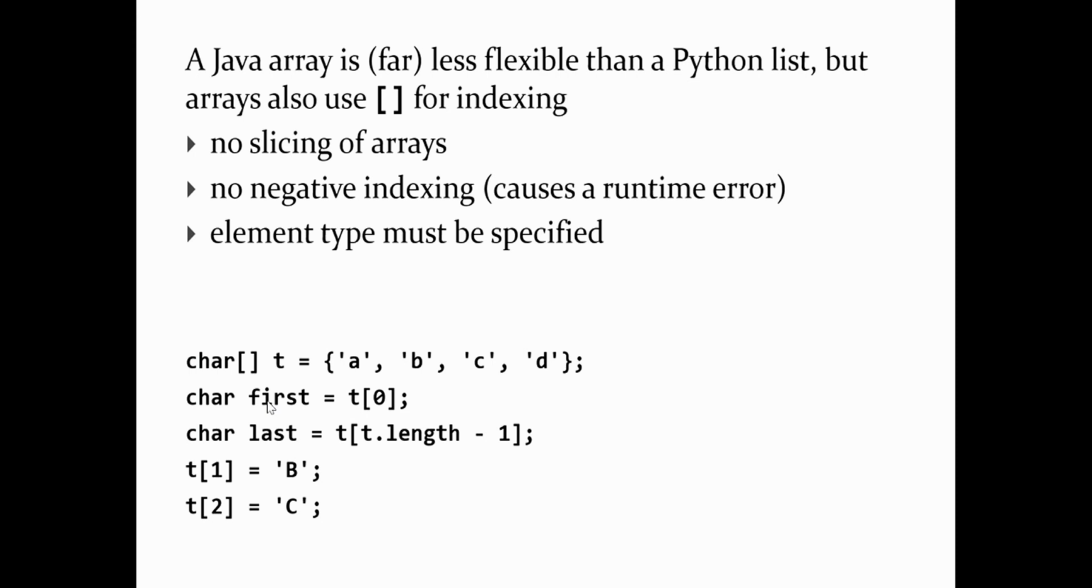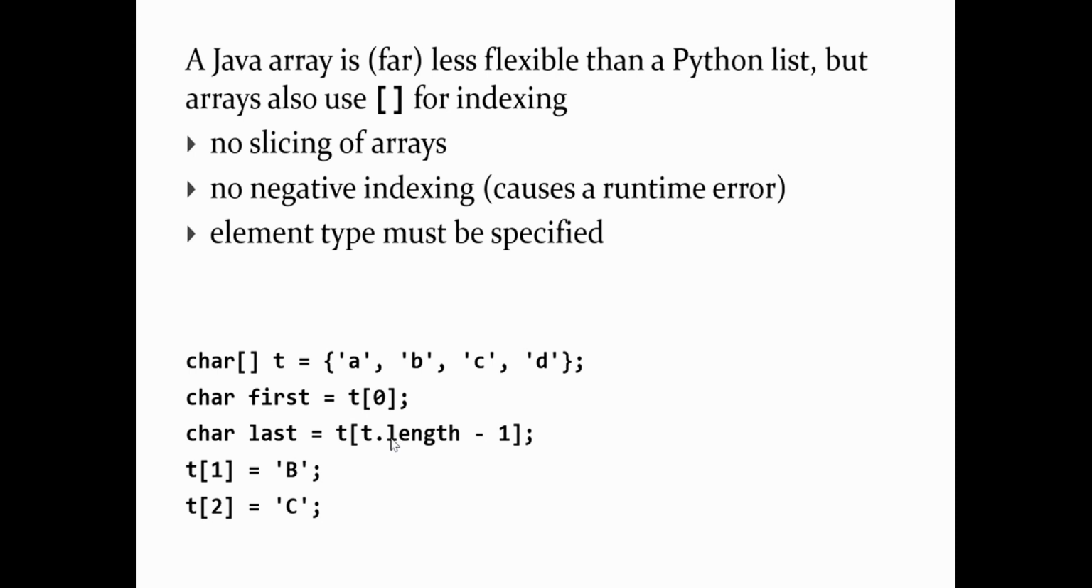To get the first character out of the array, I need a variable called first, so its type is char. And it's the same syntax as in Python. Last is the same thing. No negative indexing, so I need the length of the array minus 1.